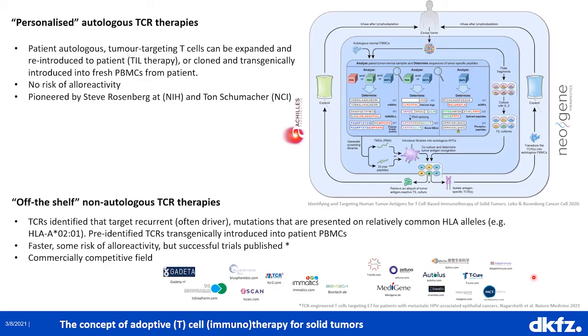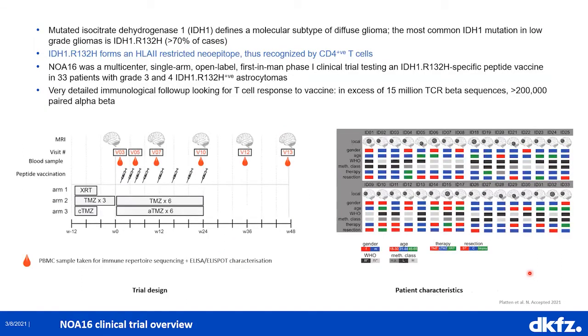So thinking now about how we ran the clinical trial, well, we're a brain tumor immunology group, and it turns out that the mutation in isocitrate dehydrogenase 1, so IDH1, is really a driver mutation for a very particular kind of diffuse glioma. And in this particular subclass, it's present in about 70% of patients. So it's still a rare disease, but it's a recurrent target.